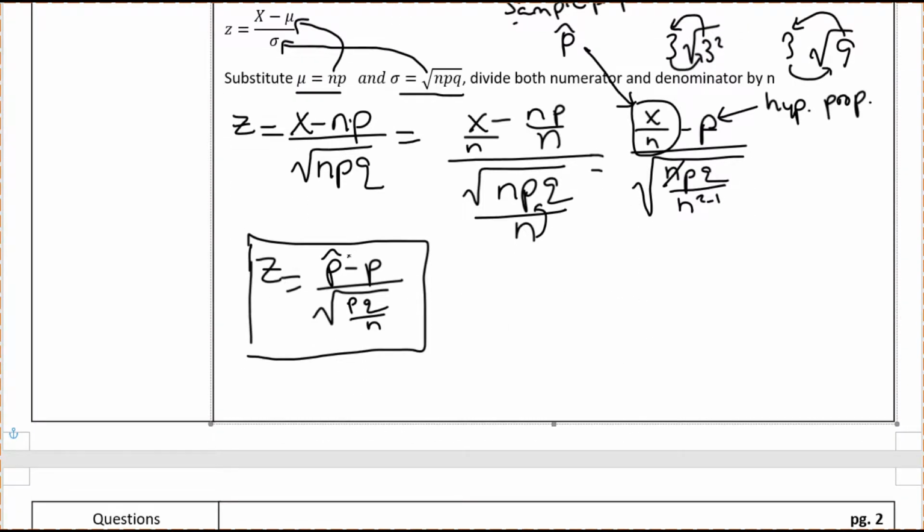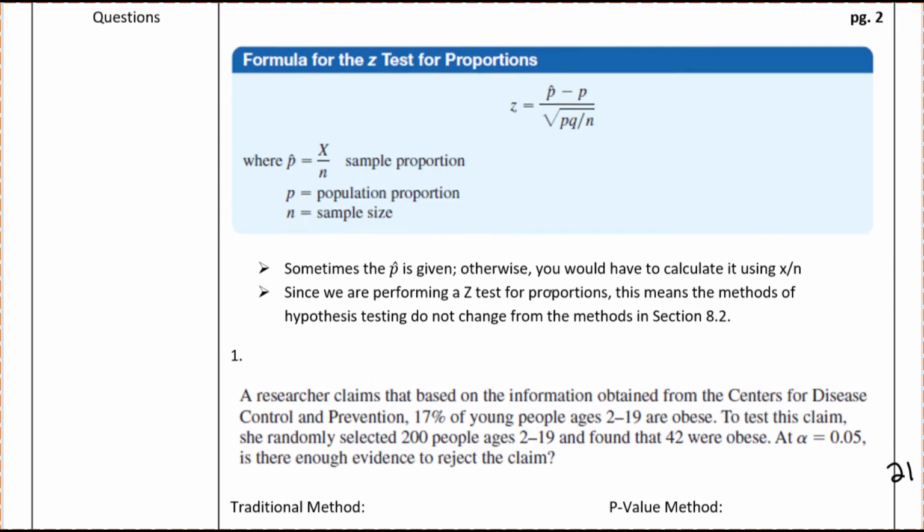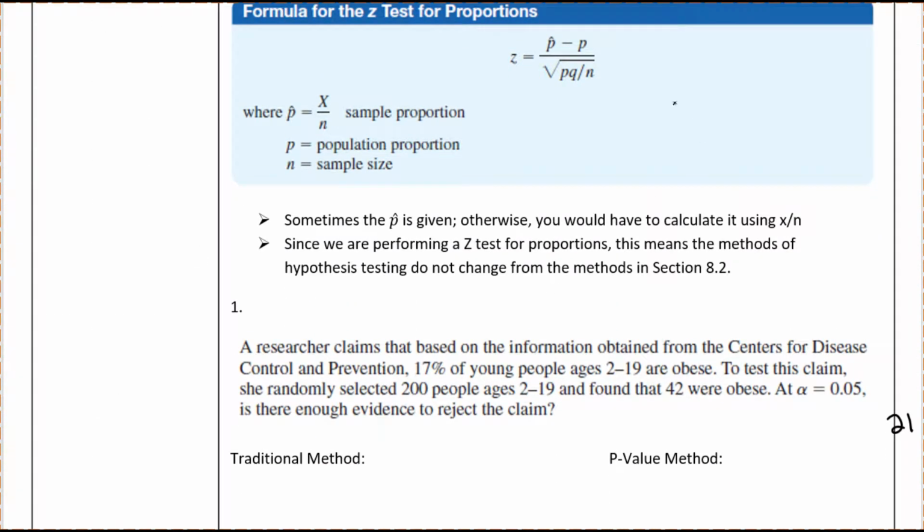So notice that we have observation minus hypothesized proportion divided by standard error. So this is the formula in a nicer, cleaner format. So we have the z-test equals p hat minus p over square root of pq over n as derived. So again, this is the formula for the test value.